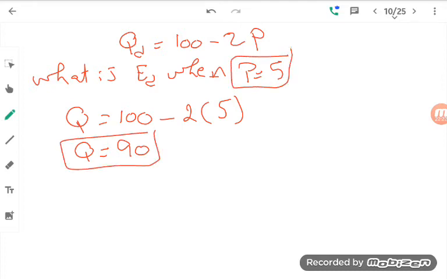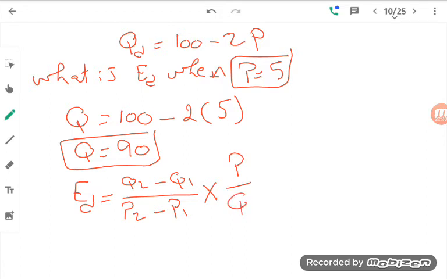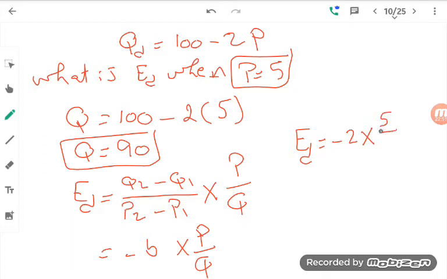Now we are going to substitute in the formula here. Q2 minus Q1 over P2 minus P1 multiplied by P over Q. This is negative B multiplied by P over Q. So we can write it as negative 2 multiplied by 5 over 90.